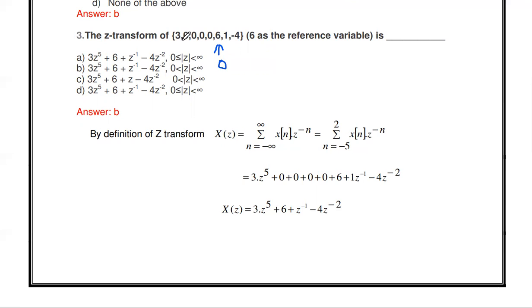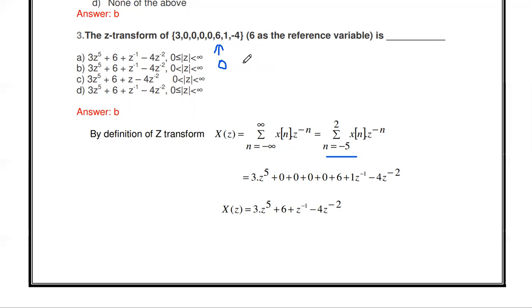So the time index of the given x of n ranges from the lower index n equal to minus 5 up to, after n equal to 0, the next one at n equal to 1, that is x of 1 is 1. Then minus 4 is the x of 2 value. That's why the index ranges from minus 5 to 2. For the remaining interval, from minus 6 to minus infinity, x of n is not available. Similarly, from 3 to infinity, x of n is not available.